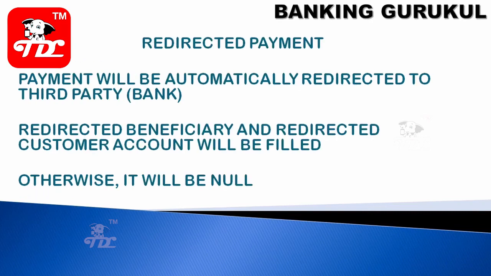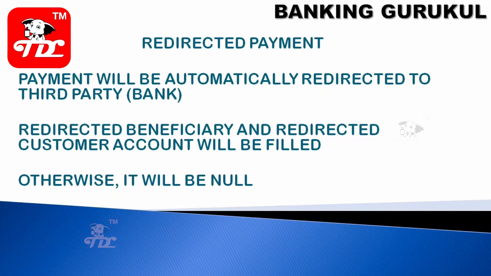How to identify redirect payment? I am a sender, I have a bank sort code and an account number. I am sending to a beneficiary who has a sort code and account number, but the beneficiary has given an instruction to Y bank: whatever payments are received from other banks to my account, you redirect to Z bank. So you have given another sort code and another account number.